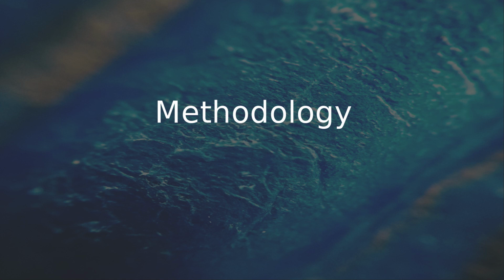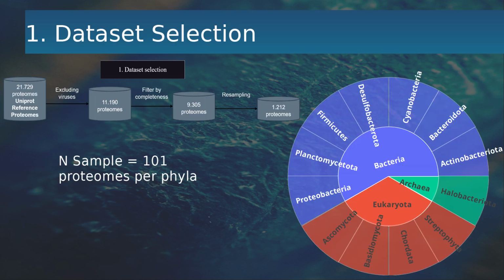Now let's continue with the methodology. First, the dataset selection. To carry out our analysis, we obtained a comprehensive dataset of around 21,000 proteomes from the UniProt reference proteomes database. Viruses were excluded and proteomes were filtered by completeness. To ensure a balanced representation, we implemented a resampling approach and randomly selected a maximum of 101 proteomes per clade. Phyla with fewer than 10 proteomes were excluded from the analysis. This rigorous selection process resulted in a final dataset of 1,212 proteomes.